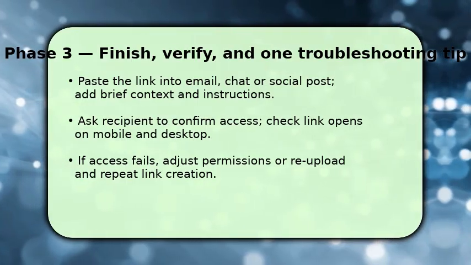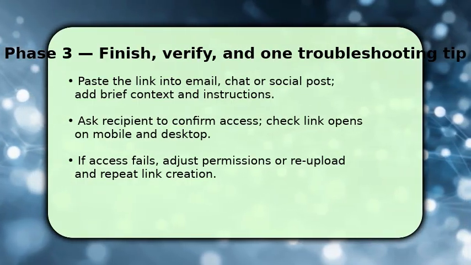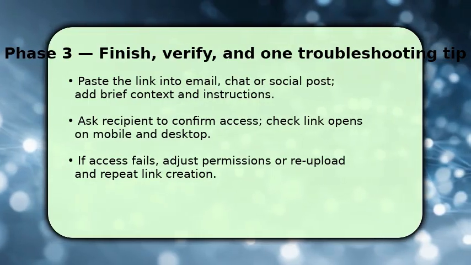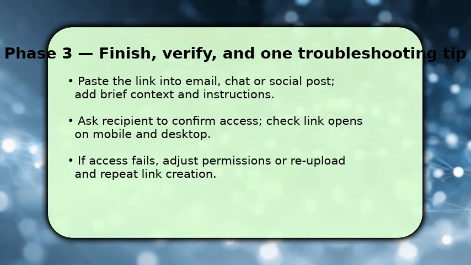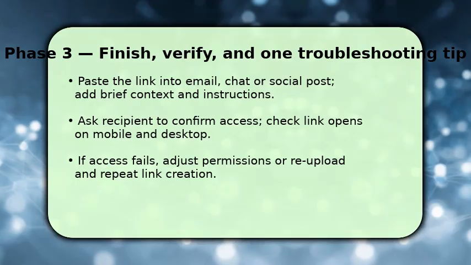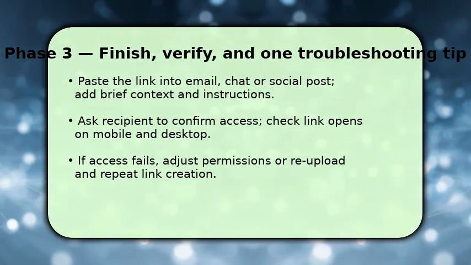Ask the recipient to confirm they can open the file and make sure it works on both mobile and desktop because device quirks matter. If they cannot access it, immediately check permissions, remove restrictive settings, or re-upload and create a fresh link. One key troubleshooting tip: if a preview fails, send the direct download link instead to bypass preview issues.